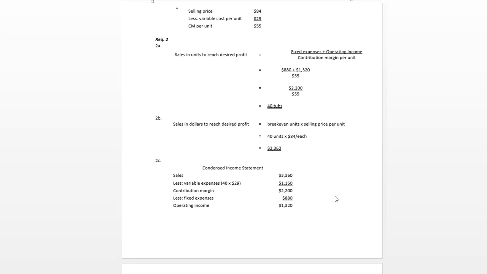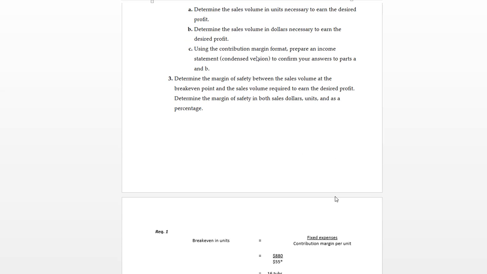Okay, then the final question, requirement 3, is to determine the margin of safety between the sales volume at the break-even point and the sales volume required to earn the desired profit. Okay, so we've already calculated both of those, so that's fairly simple. And then the margin of safety in dollars, units, and as a percentage.